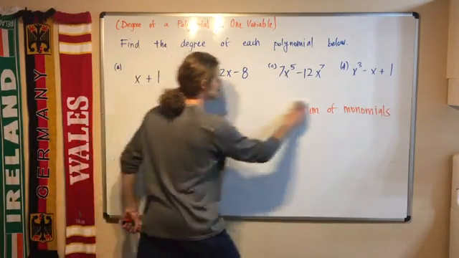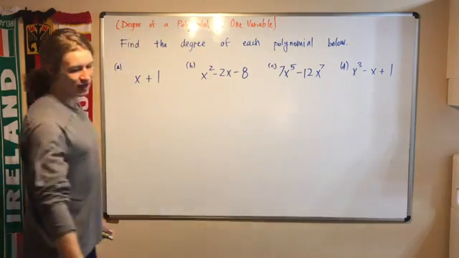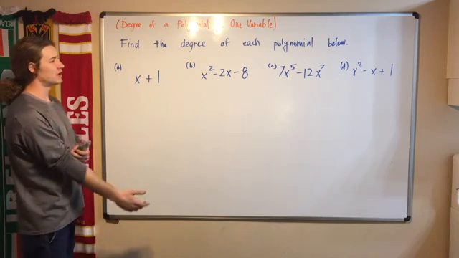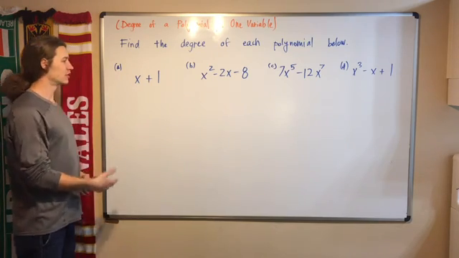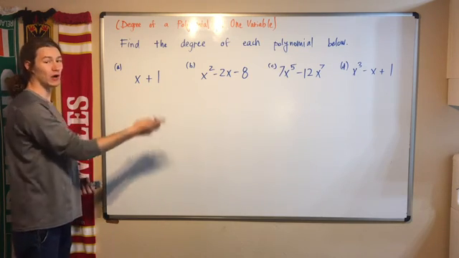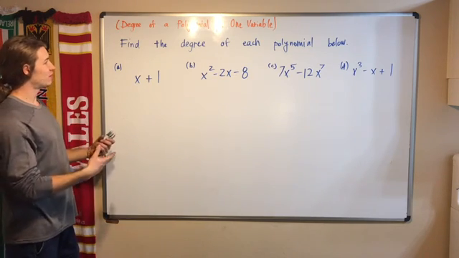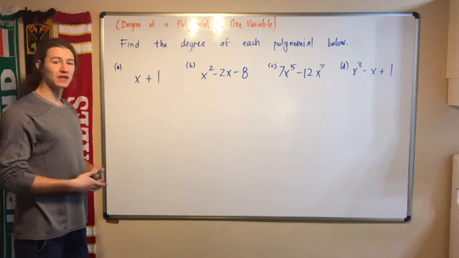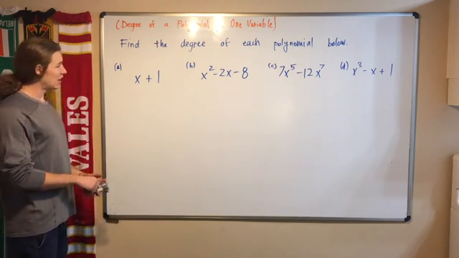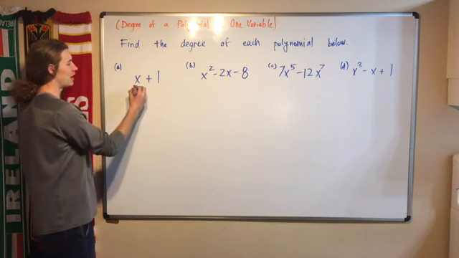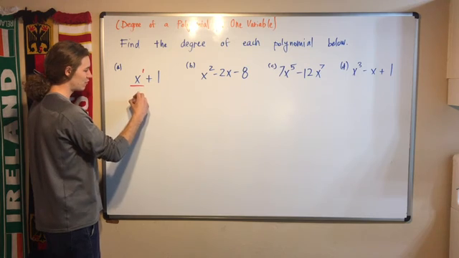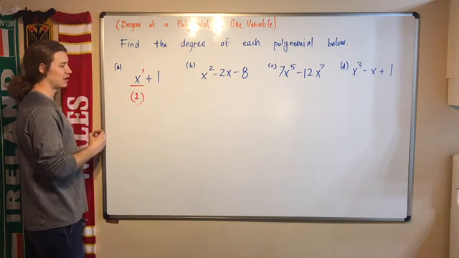Let's go ahead and see part A. Part A says x plus 1. Notice that this is a polynomial. In this case, this is a binomial, or a 2-term polynomial, that is made up of the monomials x and 1. So we can find the degree of this polynomial by looking at the degrees of each of its monomial parts, or each of its terms. So notice, what is the degree of x? Well, the degree of x is 1. So I'm just going to put a 1 down here, so we can remember that.